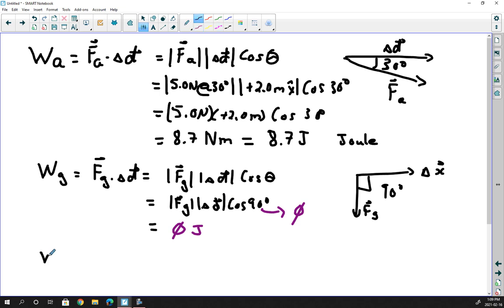Similarly, the normal force, right? Here's the displacement. Here's the normal force. Oh my goodness, it's 90 degrees in there. So similarly, the work done by the normal force is 0 joules.